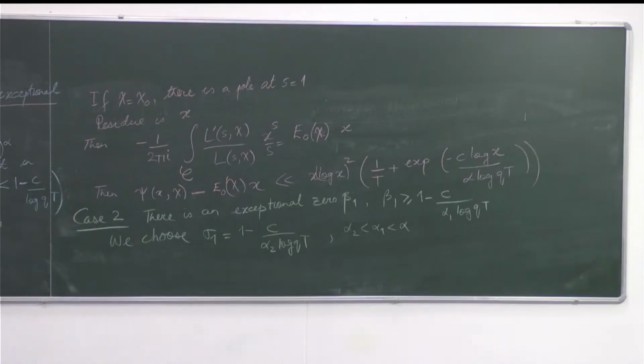So what will happen now? Can you guess what's going to happen inside the contour? You know the zero free region. Beta 1 is greater than 1 minus c. So I get a pole. Now we get a pole where?